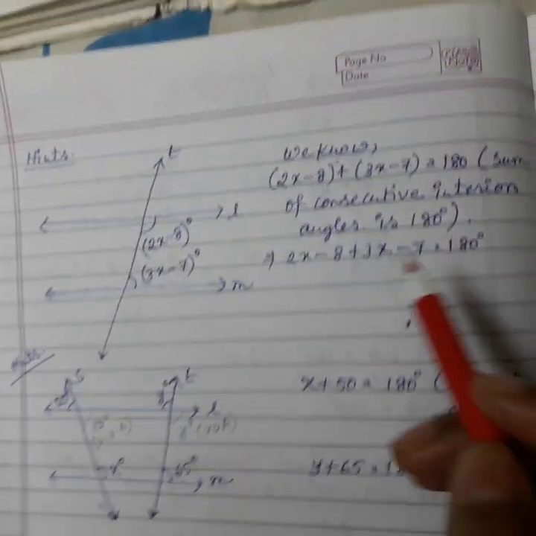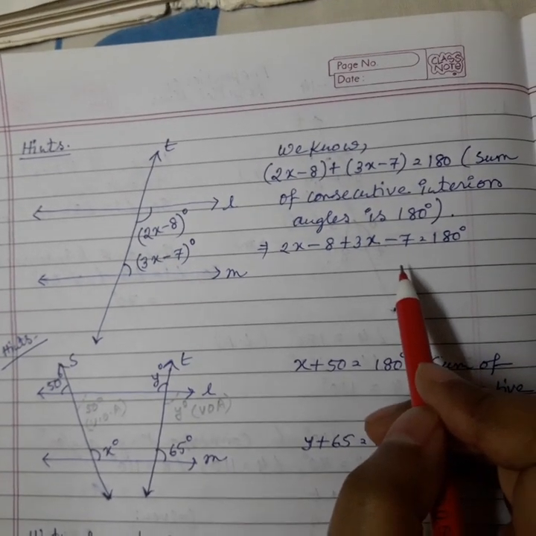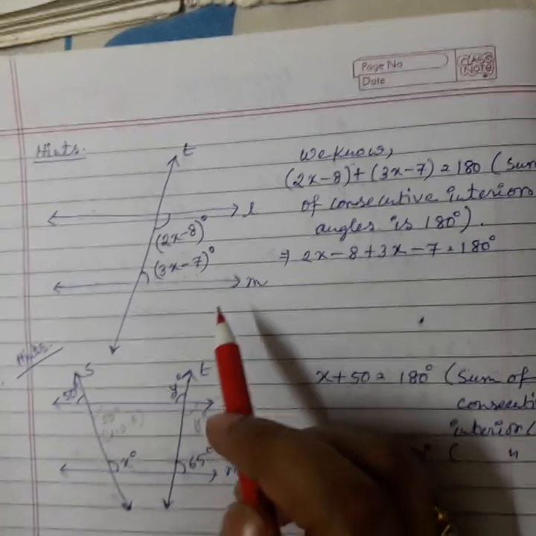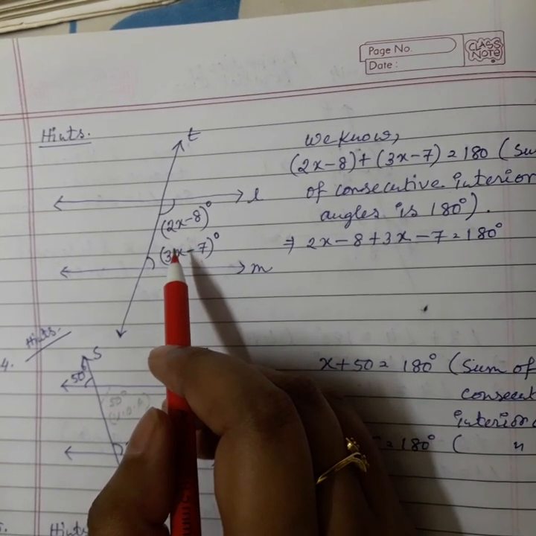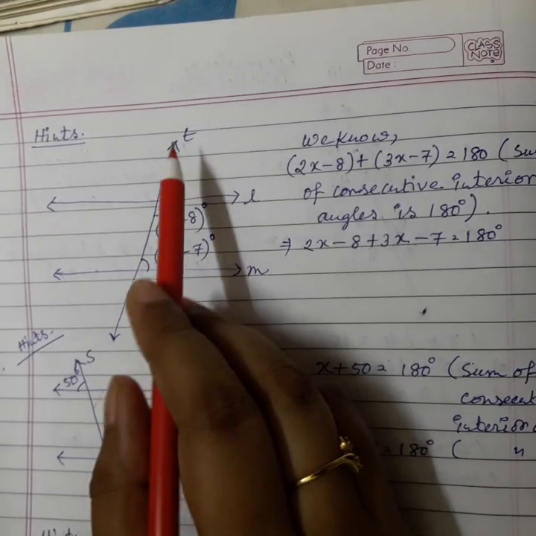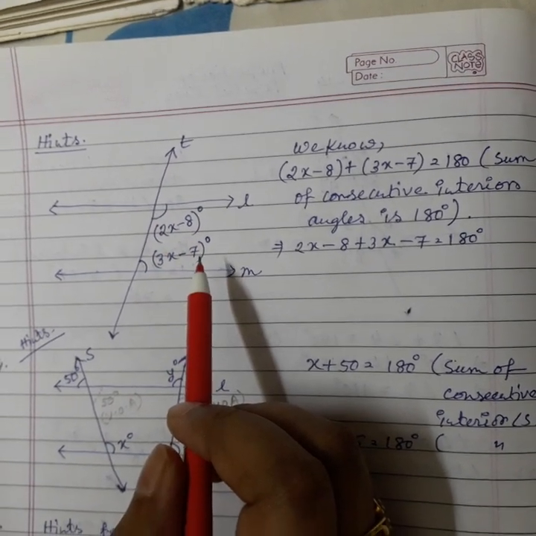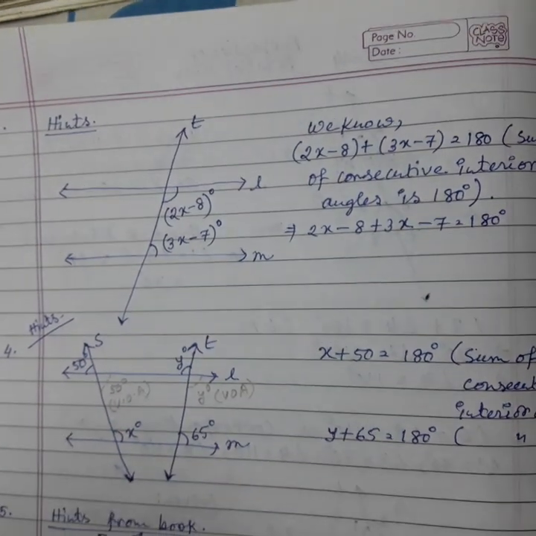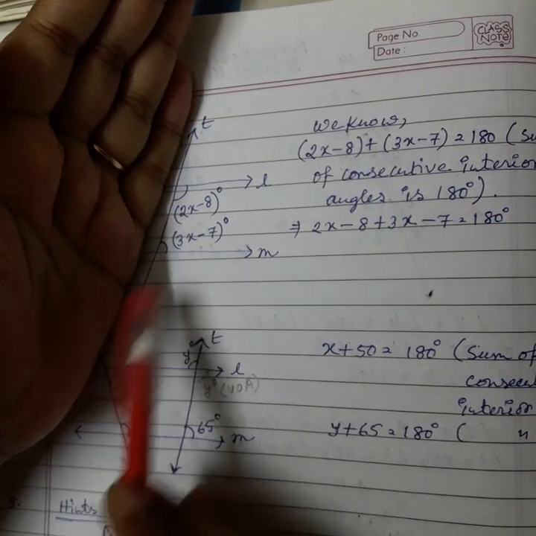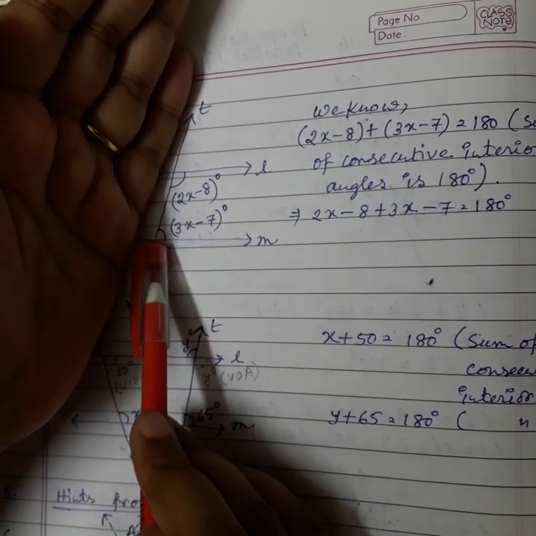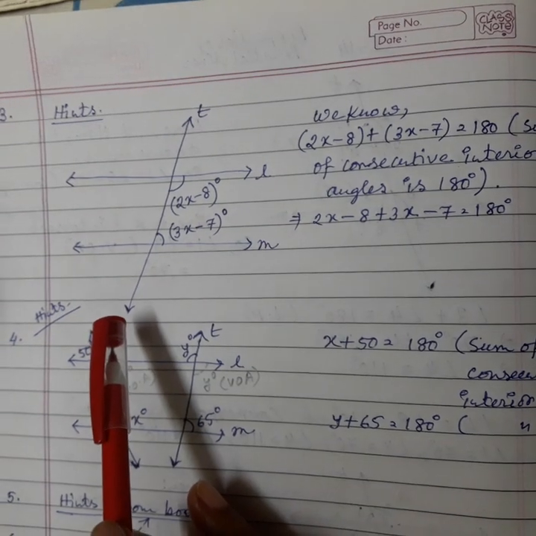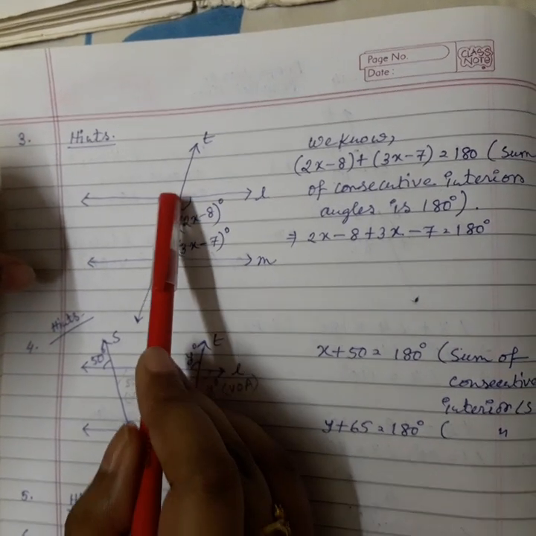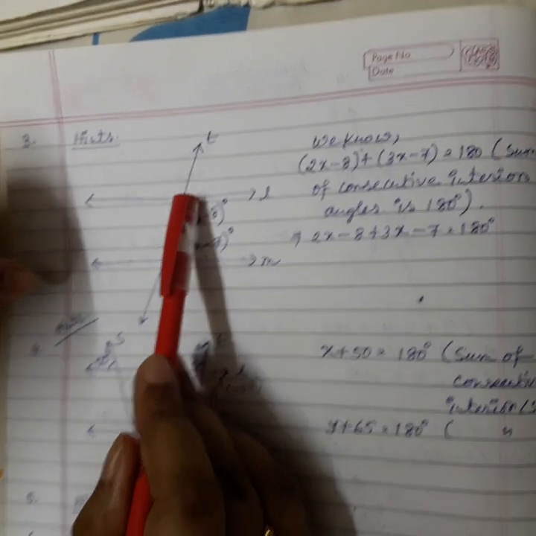Question number 3, I have given the hints. You will only write the hints in the copy. No need to solve fully. In practice copy, you will complete this sum. Here in the question, it is given two parallel lines L and M cut by a transversal T. If the interior angles on the same side of T are 2x minus 8 and 3x minus 7. So interior angles on the same side of the transversal, these two angles we have to take. Here the figure is not given in your question. So interior on the same side, this side you can take or these two angles you can take. So I have taken on the right side.